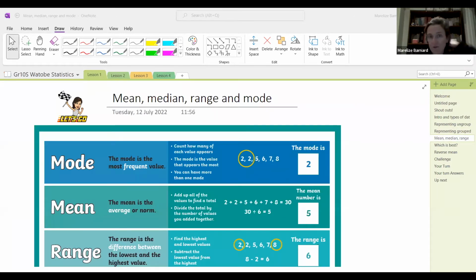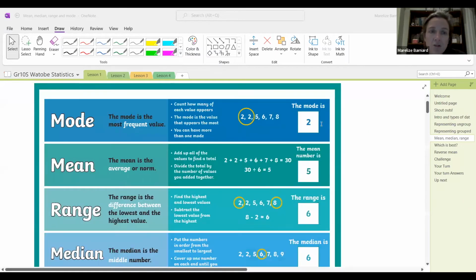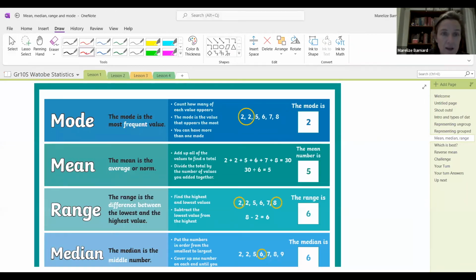And you're welcome to take a screenshot of this as well. So the mode: when we look at a set of data values, the mode is the most frequent value. You can think of mode and most. It's the number that occurs the most. Now, your data should always be arranged from smallest to biggest if you are doing the mode and the median and the range, etc. Especially for the median, it has to be arranged from smallest to biggest.